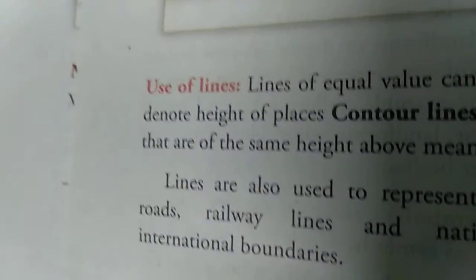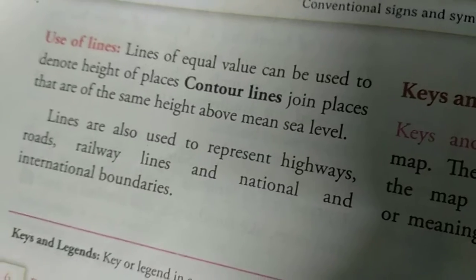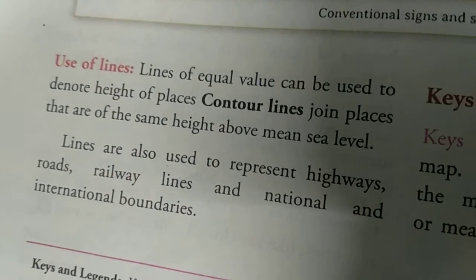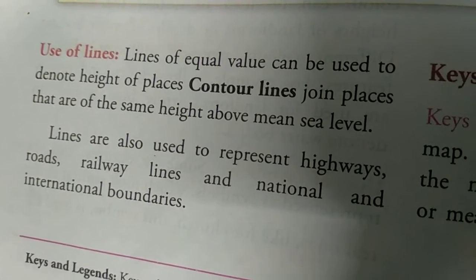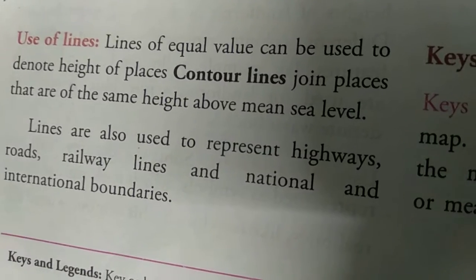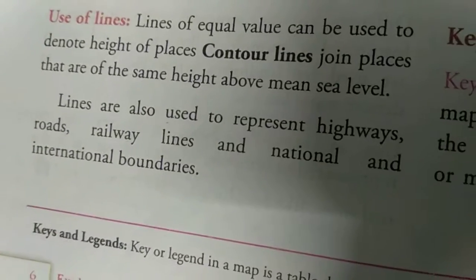Next is lines. Lines of equal value can be used to denote height of a place. Those are known as contour lines, joining places that are of the same height above the sea level. Height means from the sea level. Lines are also used to represent highways, roads, railway lines, and national and international boundaries. Keys and legends.